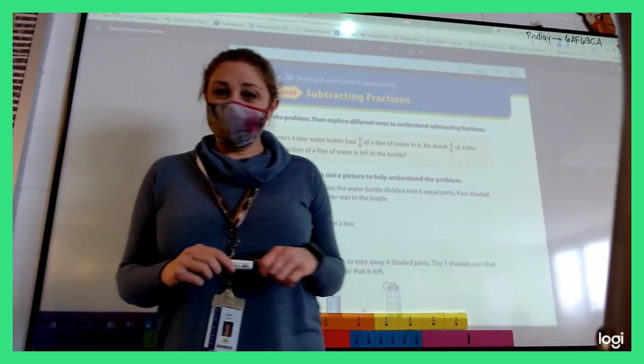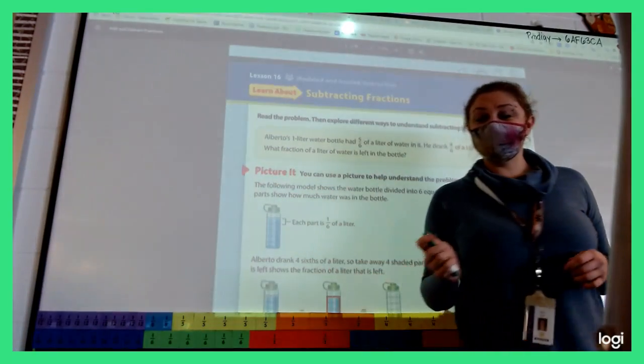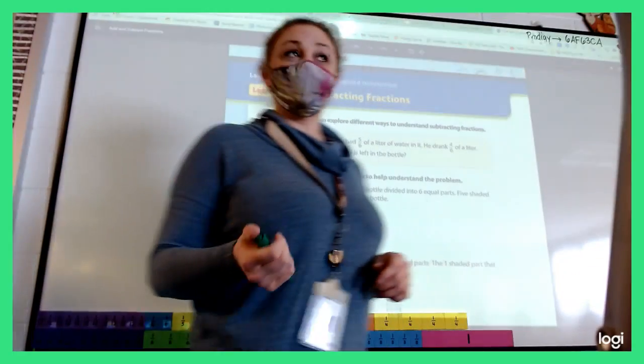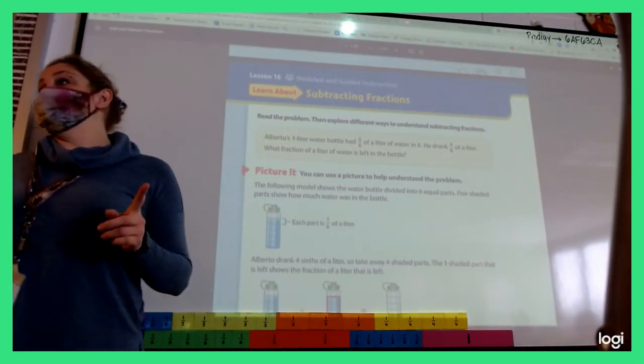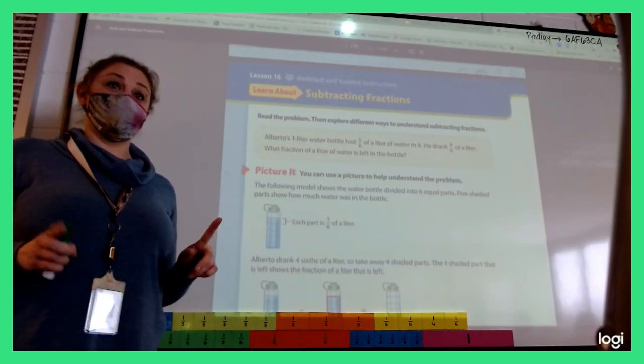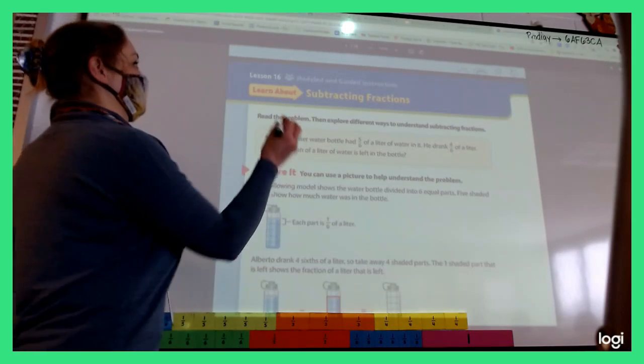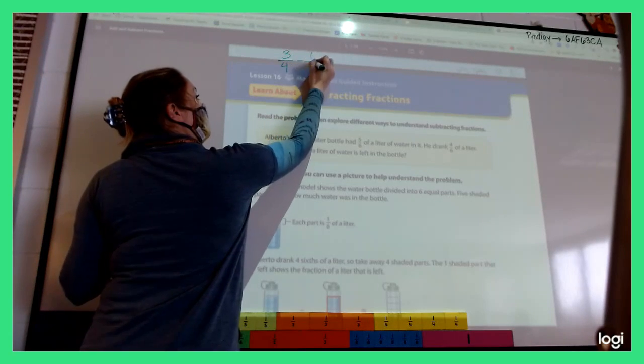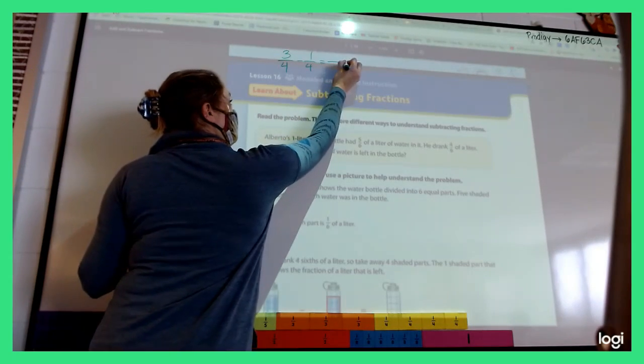All right, welcome to math today. We are continuing on learning about addition and subtraction of fractions, and today we're focusing on subtraction. All right, my main question, because subtracting fractions is not that hard. Before we even look at the lesson, I'm going to write something right here. 3/4 minus 1/4 equals what?